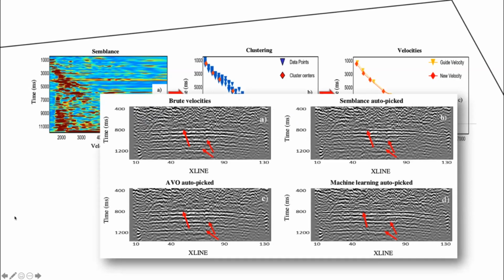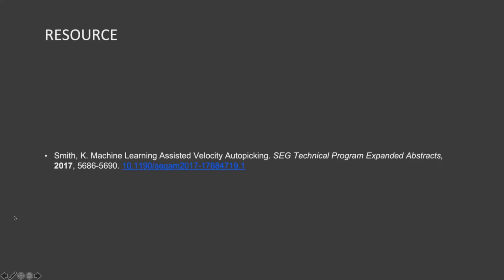And then he considered that each one of these centroids is actually the picked velocity. So those are some of these results. When you do just brute stack, these are brute velocities. And here we have the semblance picked, the AVO picked, and this is the machine learning approach. So he claims, by pointing at these positions with these red arrows, that you have more clear, continuous layers and higher density in the brute stack when you use the machine learning picked velocity. So this is the resource that's going to be available. If you download the presentation, you can go to the paper and download the paper.